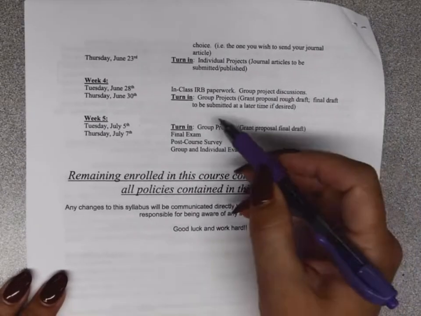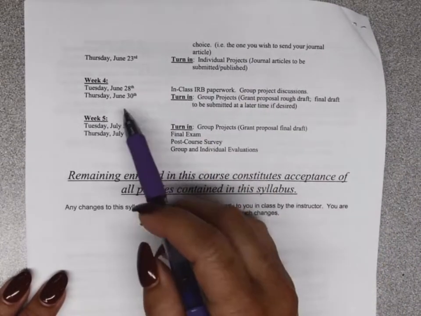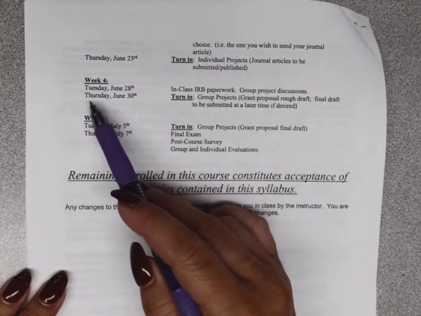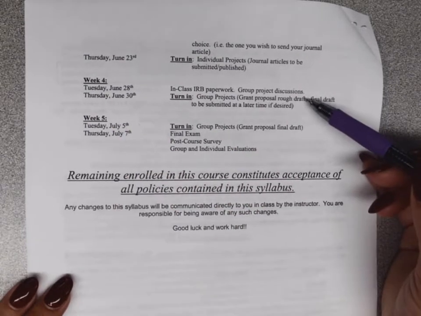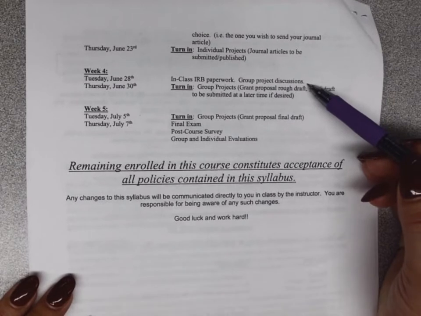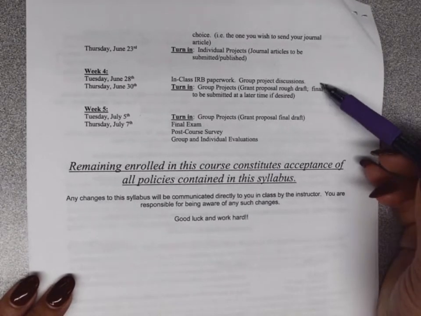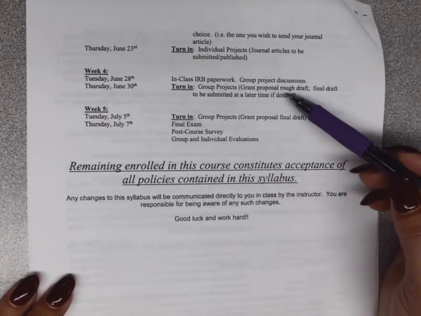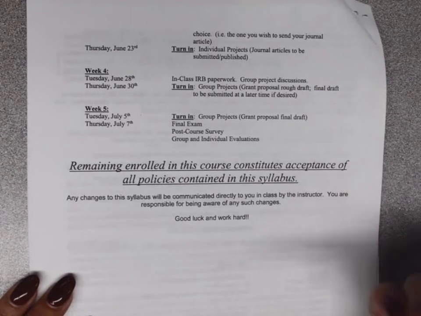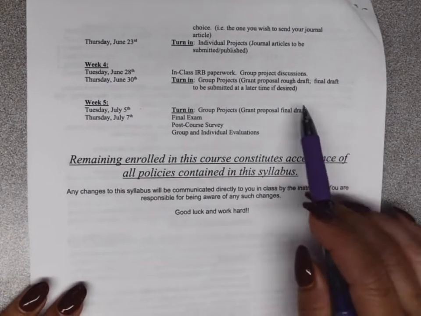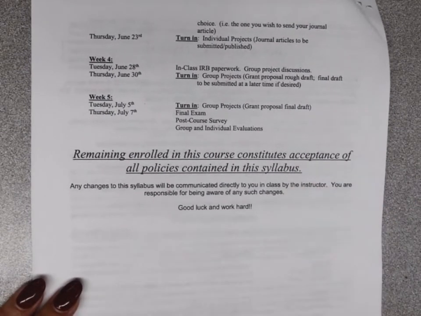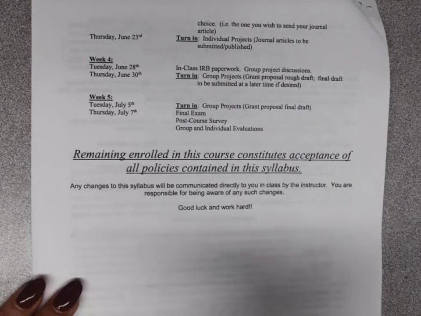Anyway, here's that individual project on the 23rd, and then week 4, we're doing kind of learning stuff. What's an IRB? What's that? There's a lot of discussion time built in for this because you're writing your grant proposal. There's a lot of time for you to say, hey, what about this in the budget or whatever.